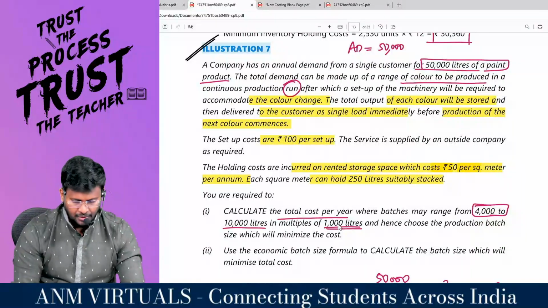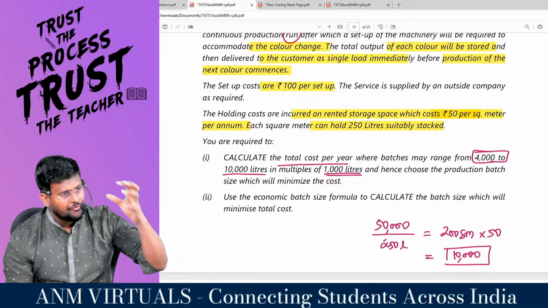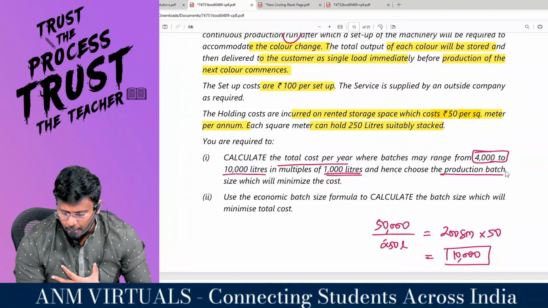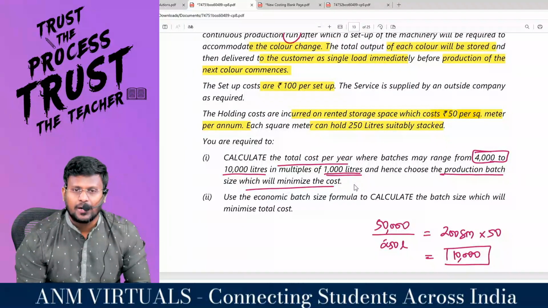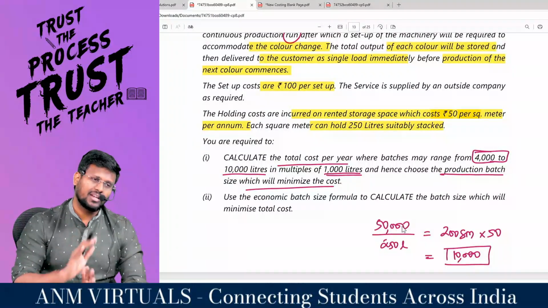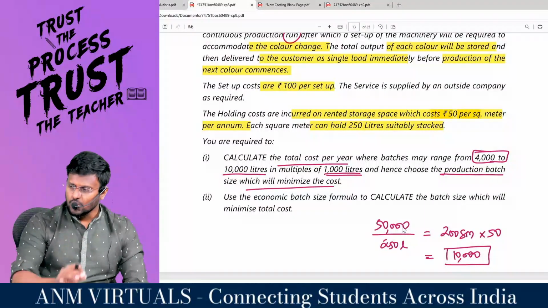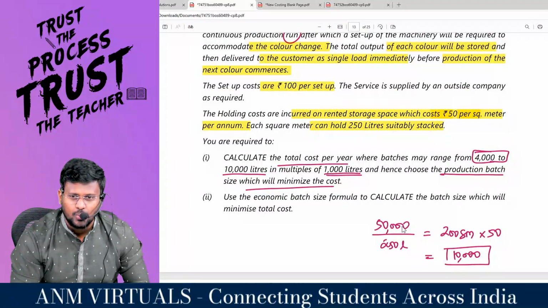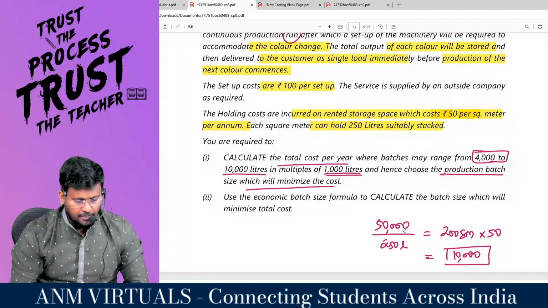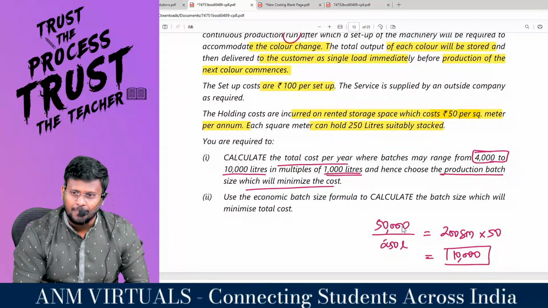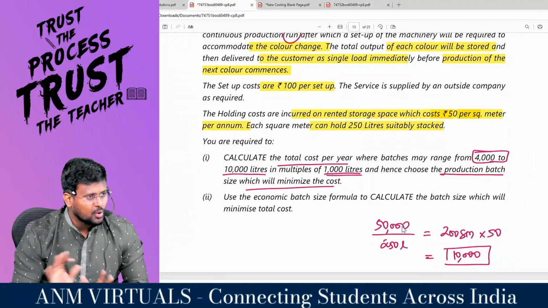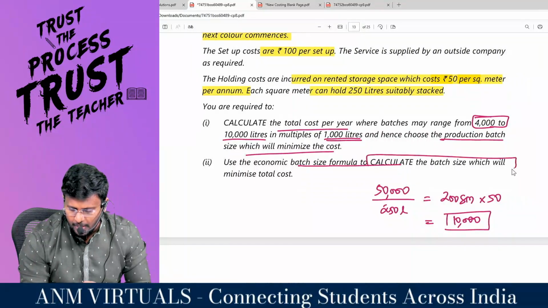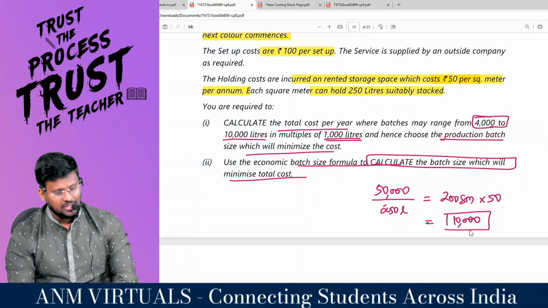How many batches? So like this, you have to take different batch sizes and calculate the total cost, and hence choose the production batch size which will minimize the cost. Don't worry, man. You will never get the minimized cost this way, because only at economic batch quantity will the total carrying cost be equal to the total setup cost. These all are lottery methods. Right, sir? In the lottery method, you will not get the answer.